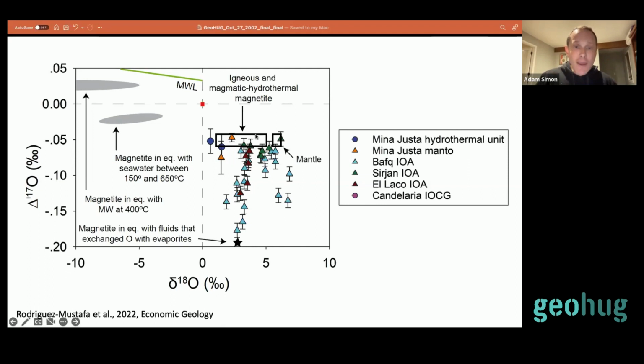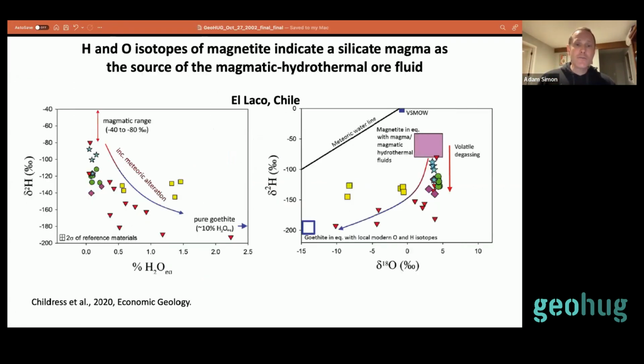And we can see that if we look at the data here, and the star at the bottom represents magnetite in equilibrium with fluids that exchanged oxygen with evaporites. So this is not a mixing line happening during mineralization. It's telling us something about the fluids that altered the deposits after mineralization. And again, on the right, these are data for districts around the world.